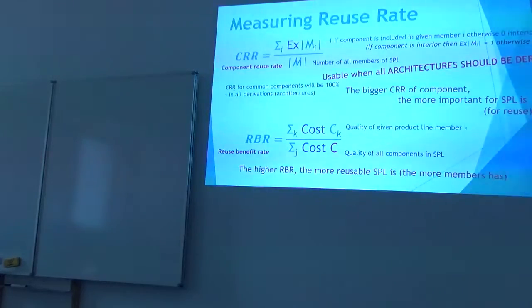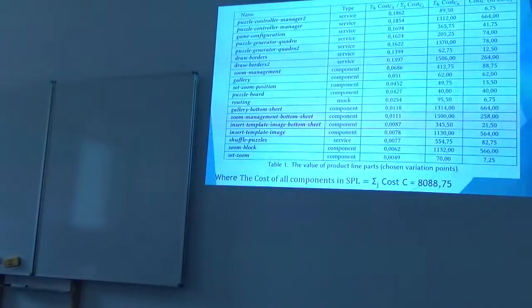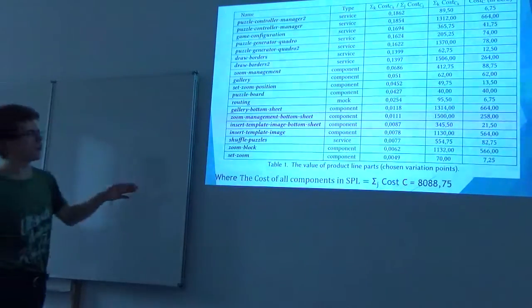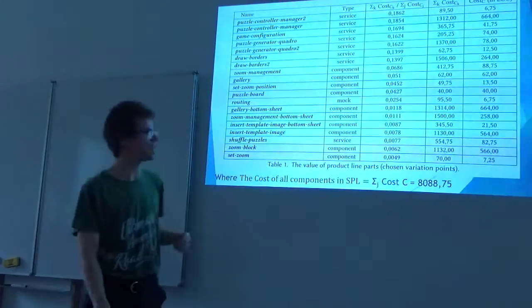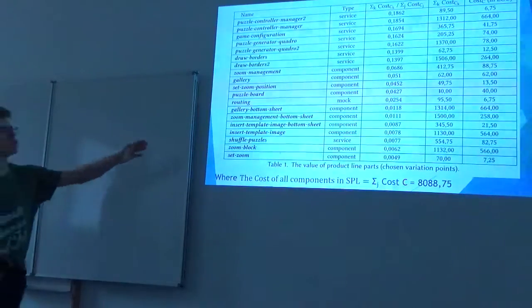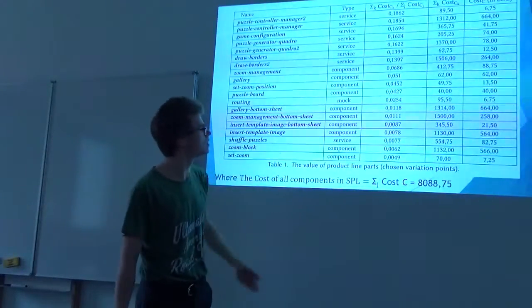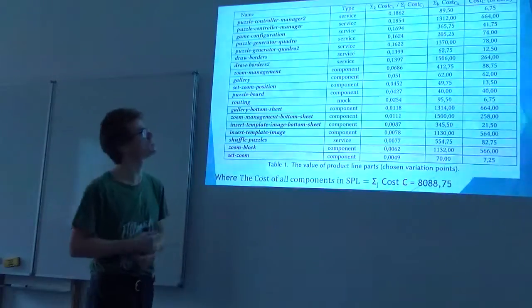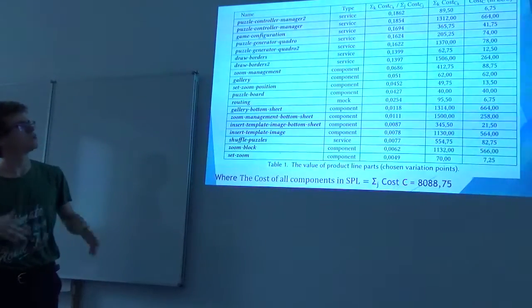And there we can count an additive value. I have it in this slide, where we can say how much given variability points affect the whole product line. The cost of our product line here is 8,000 and something, and we divide it by the cost of the whole variation points, as you see there, and these are the numbers of how each component affects reusability.